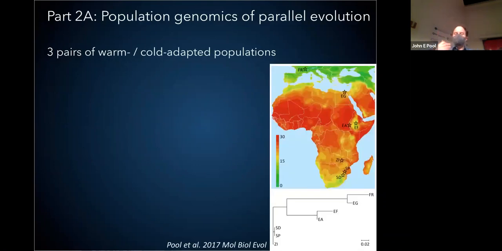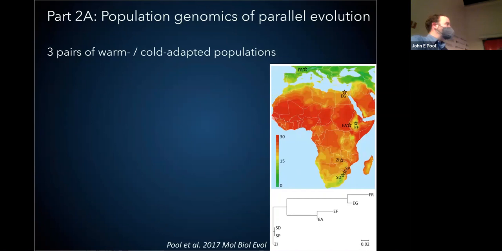All right, so I'm going to continue in a fairly similar vein in part 2 here, but part 2 is all going to revolve around these same 6 populations basically. These 3 pairs of warm and cold adapted populations that I'm showing here. So I'm including Zambia as kind of a seventh population here from the ancestral range.